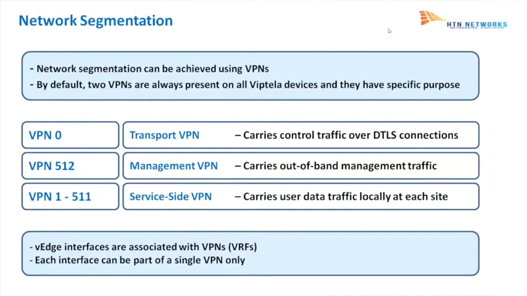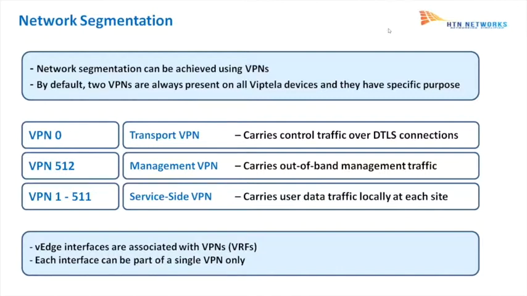Perfect. But then you're just talking about control traffic, which is the overlay network. What about the underlay network? So VPN 1 is the underlay network. VPN 0 is the overlay network. Okay. VPN 1 is connected to your internal branch network, so that is the underlay. But that's the service side. What about the WAN side? WAN side is VPN 0. Okay. WAN side is always VPN 0.